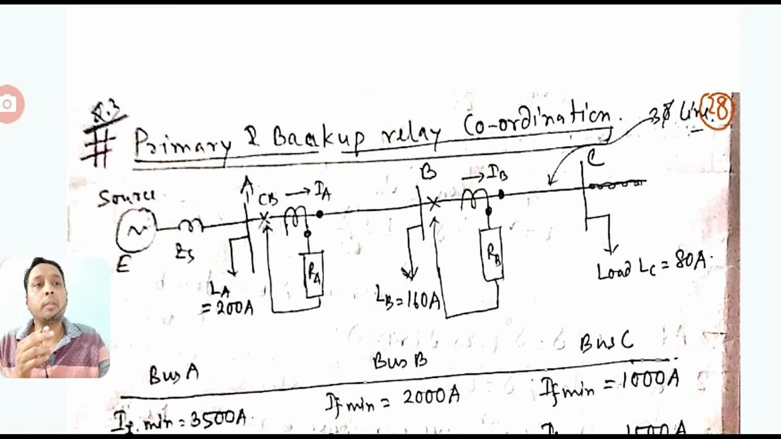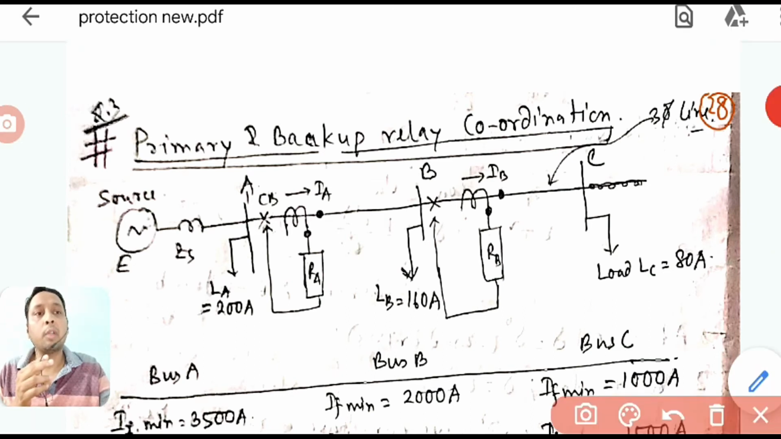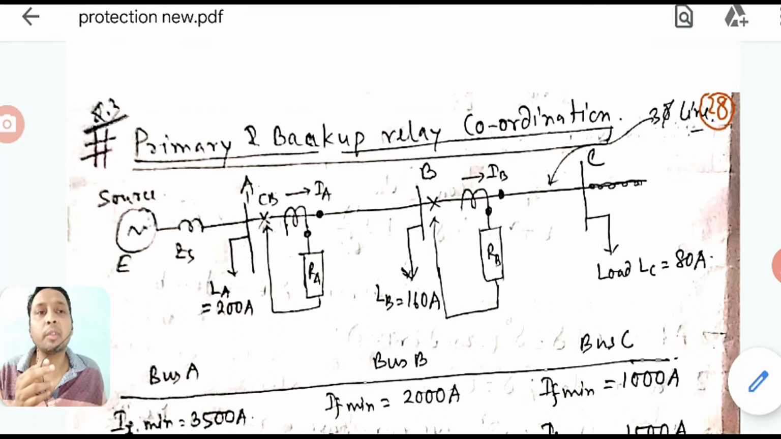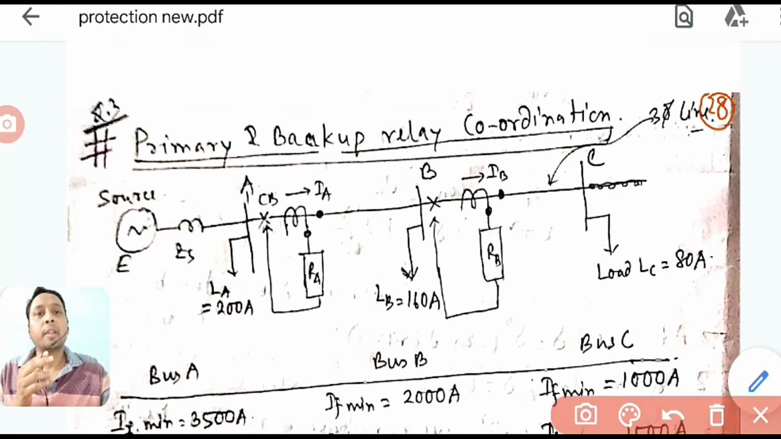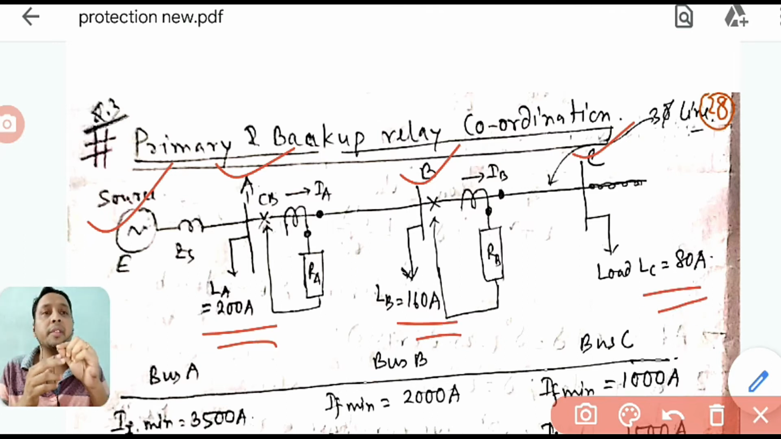So let's solve this numerical. I will be solving it in my copy, but before solving it, let's discuss something about this numerical. What is given here? A source is given, and 3 buses A, B, C are given. On each bus there is some load. How much load is connected? This much current is flowing through those buses.